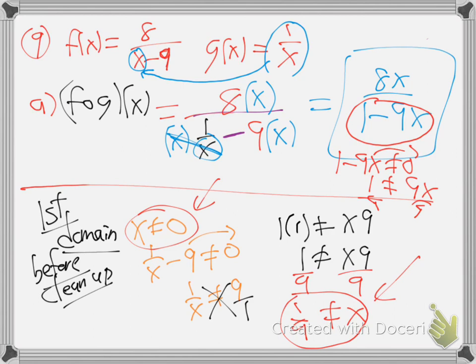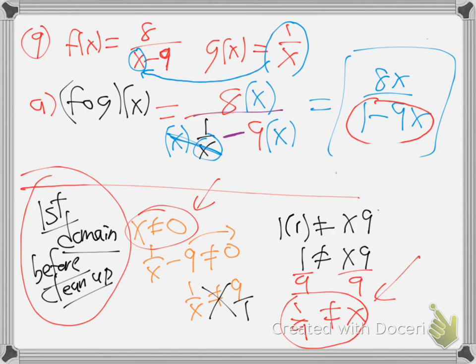So again, I'm still beating this drum. When you do domain, do it from step 1 before any cleanup, or you'll cover up part of the troubles and you'll get the wrong answer. Does that make sense? You can't do domain from the cleaned up version. You've got to do it from the first step.